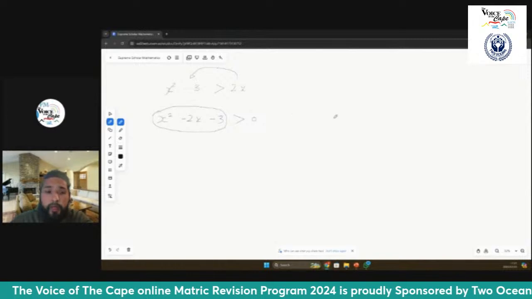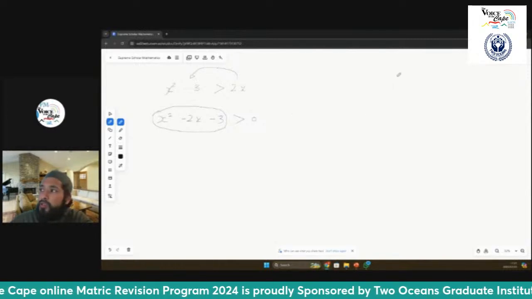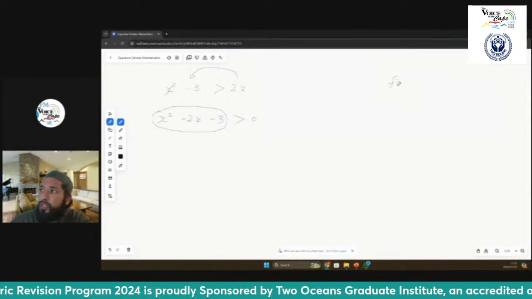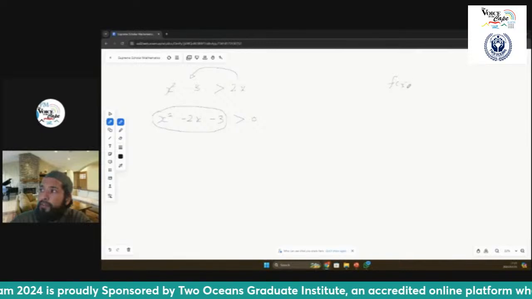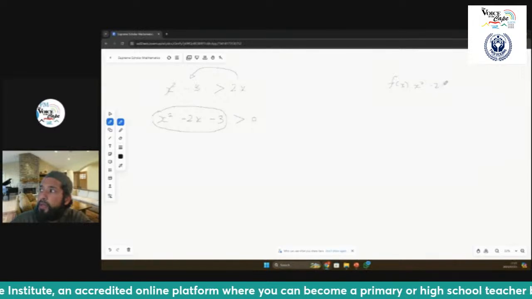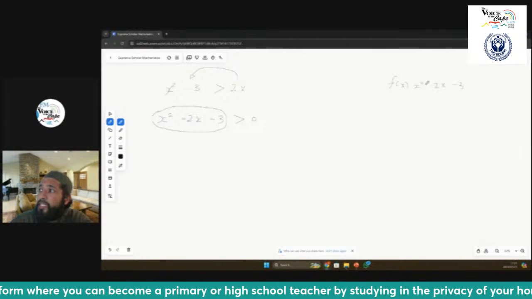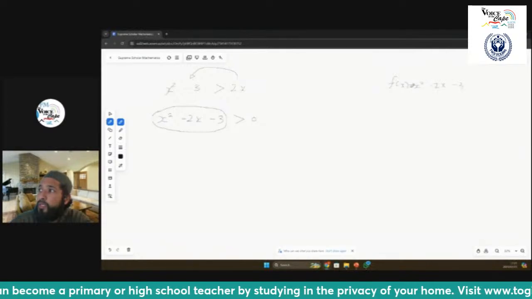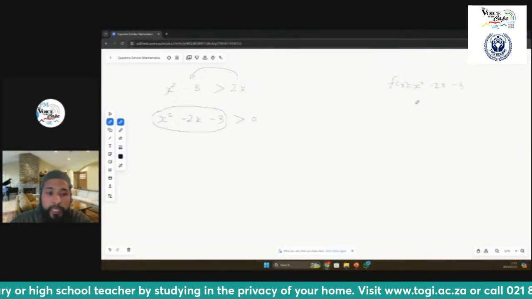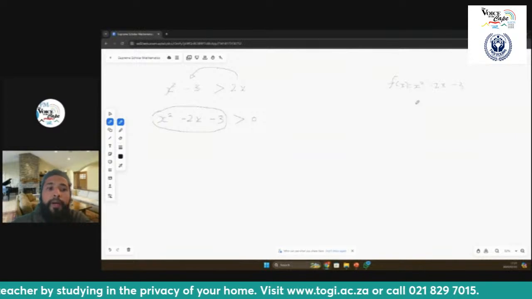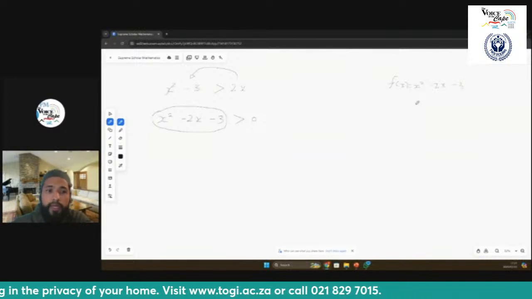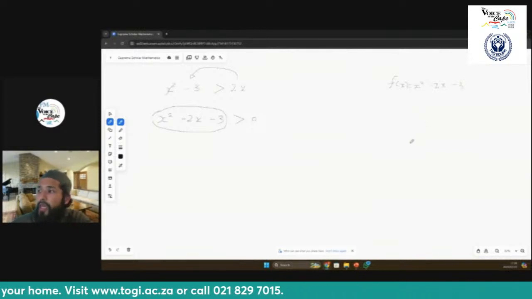And if you remember from graphs, just to remind you, if I have a graph f of x is equal to x squared minus 2x minus 3, that's actually a quadratic equation. And a quadratic equation can be represented as a parabola, or a parabolic graph, right? And if you remember, a parabola looks like this.